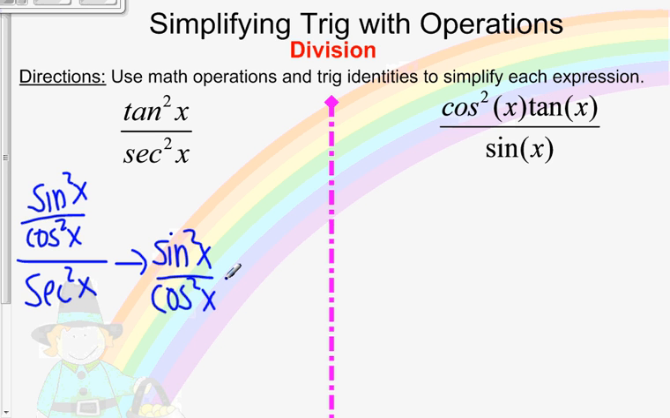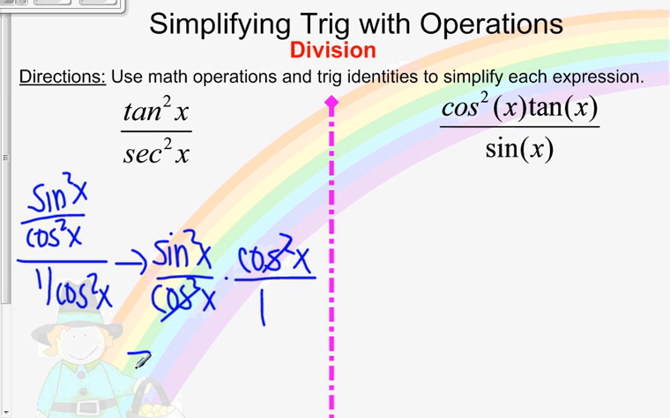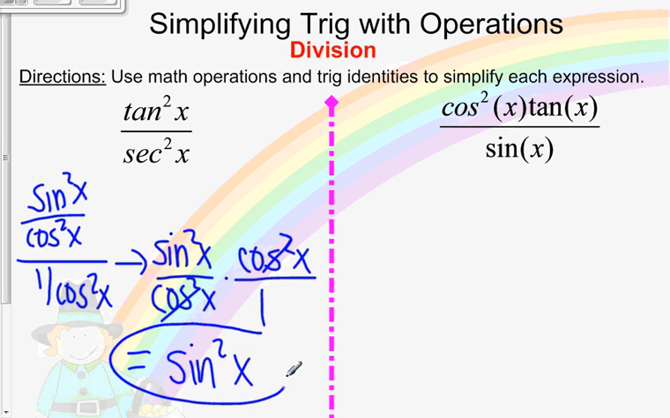Now I'm going to rewrite secant squared over here, which I should have done in the first step, as 1 over cosine squared x. So now I'm going to take this one and I'm going to flip it. So it's going to become cosine squared x over 1. My cosines will cancel, and I'm just going to be left with sine squared of x over 1, which is just sine squared.